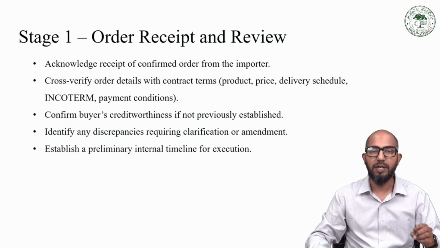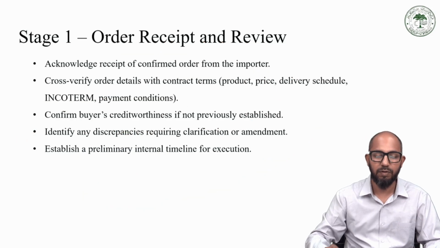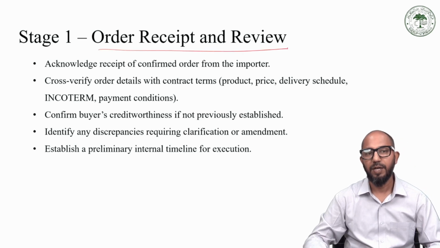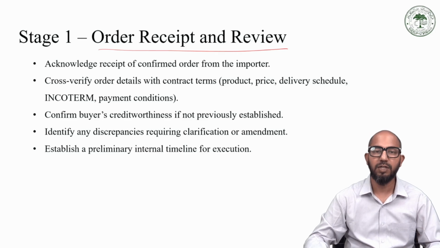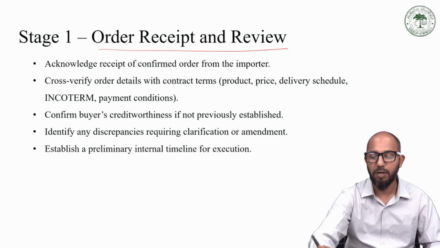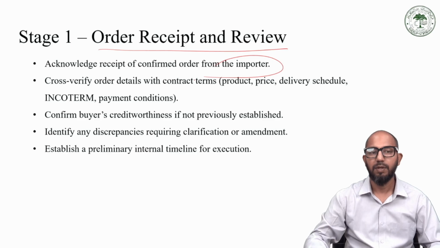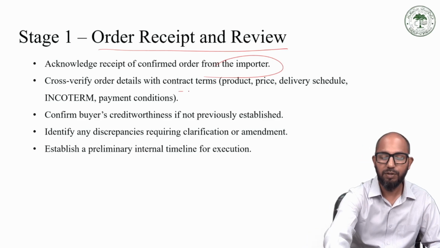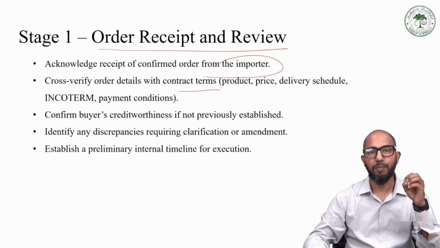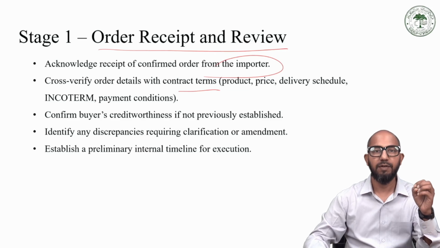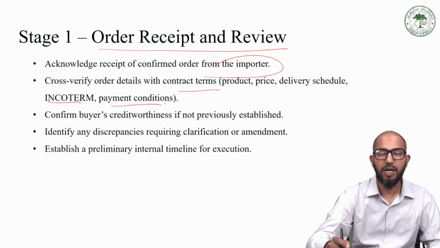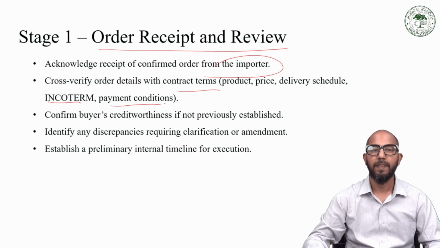Let us now try to see the steps that are involved. The first step is order receipt and review. In this stage, the exporter acknowledges the receipt of a confirmed order from an importer. There is cross verification of the order details with contract terms such as the product, the price, delivery schedule, INCO, that is, international commercial terms, and payment conditions.